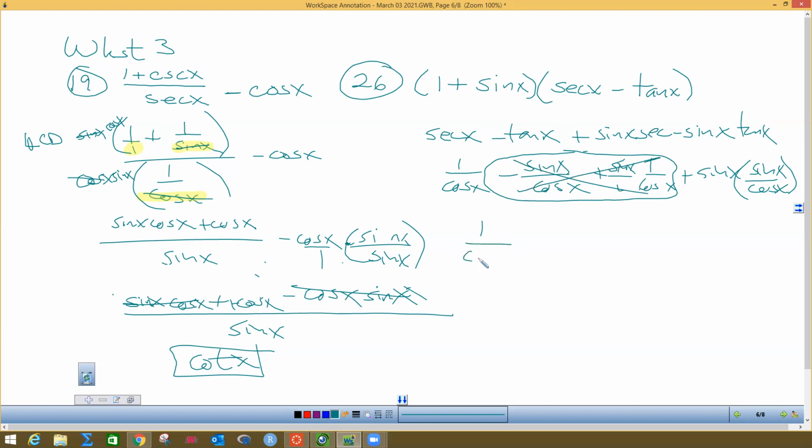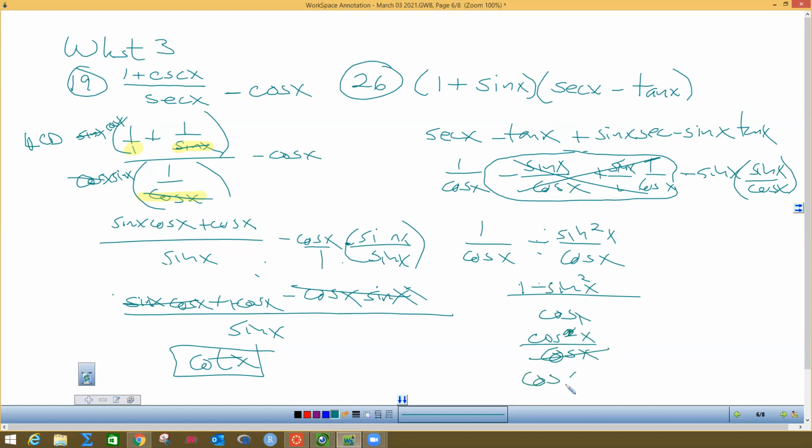So here I've got 1 over cosine x, and I've got minus, sorry, that should be a minus, not a plus, because that was a positive times a negative, so that's a negative. So I'm going to change the sign there. So the minus sine squared over cosine x, and you already have a common denominator. So that's going to be 1 minus sine squared x over cosine x. And that is a Pythagorean identity, which is cosine squared x. And 1 cosine on the bottom reduces with 1 on the top, and that whole thing is cosine x.